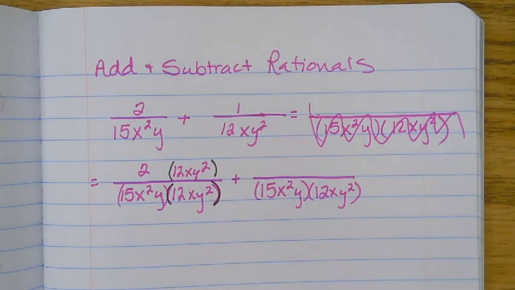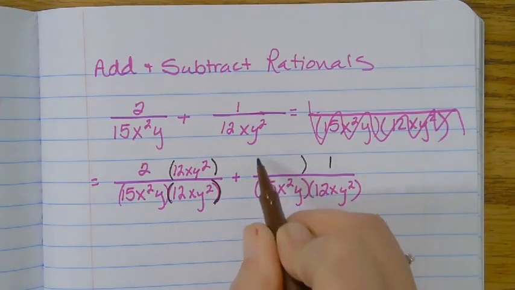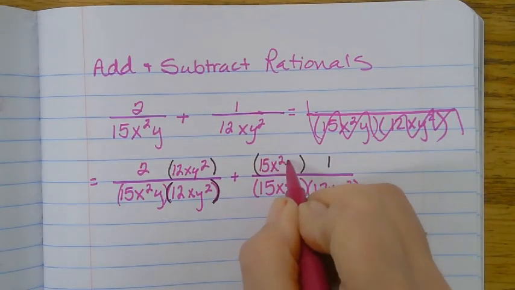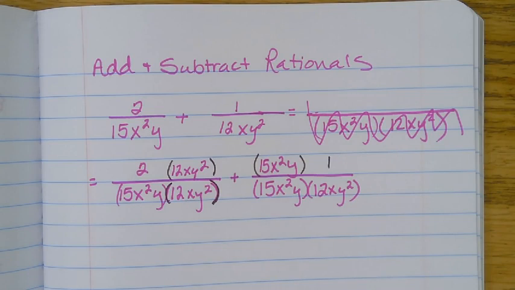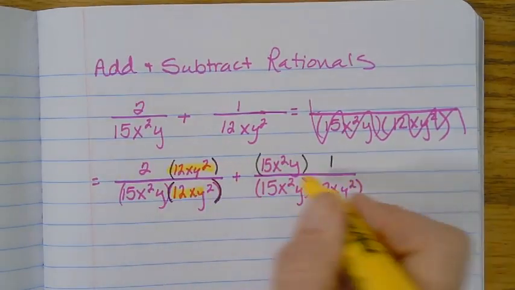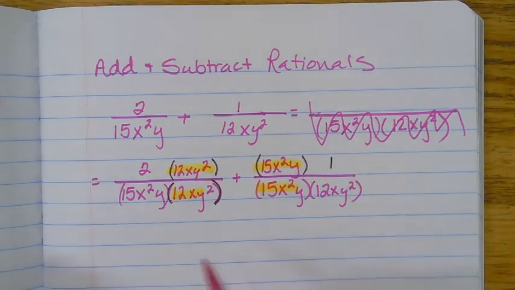And then on my second fraction, I had a 1 here over the 12xy squared, but I need to multiply by the 15x squared y. Okay, so any questions there? So do you guys see what I did? It's by multiplying by this form of 1 to get that common denominator. Okay, once we get the common denominator, now I'll put it all over 1.